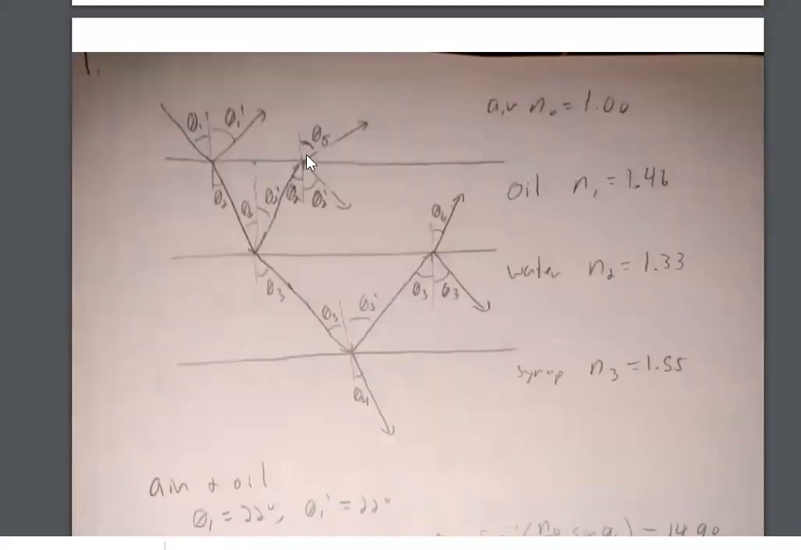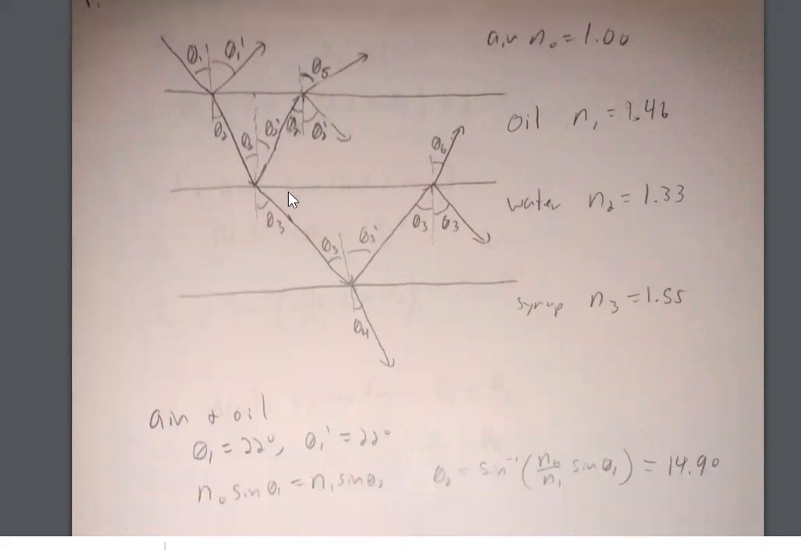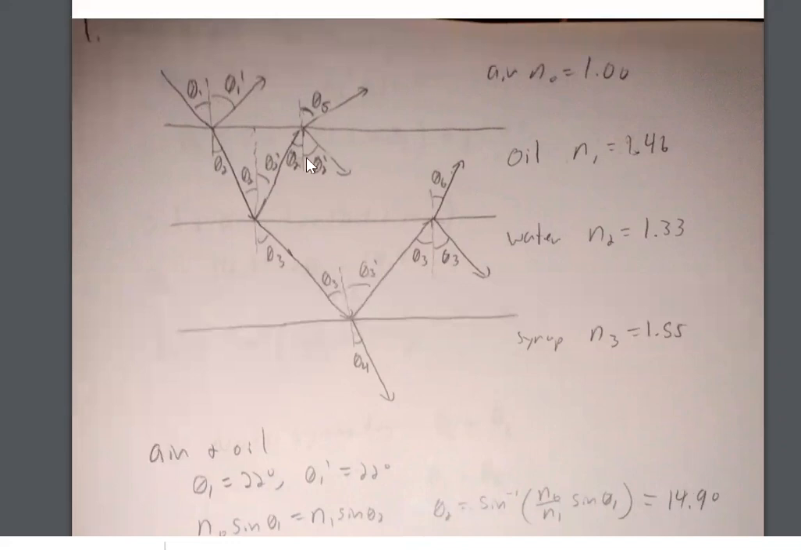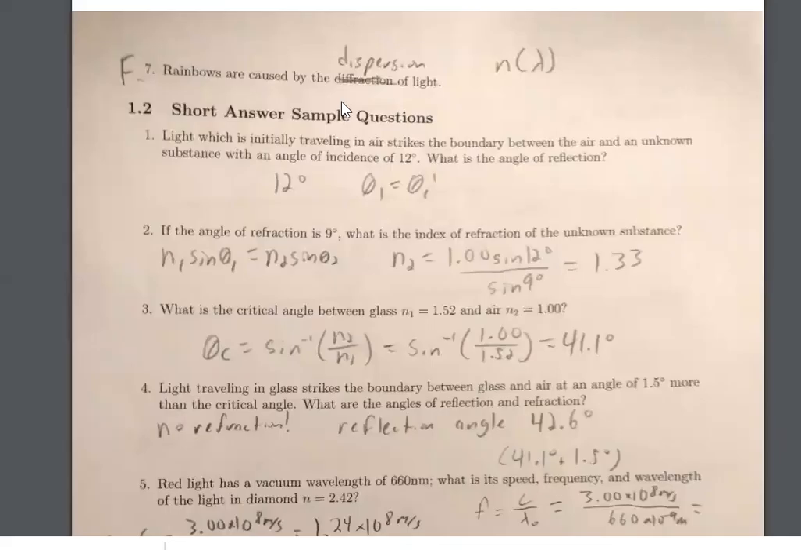But now we can look at the oil and the air. So that's this ray here, traveling from the oil into the air. So once again, similar triangles. This is also theta 2, the same theta 2 that we calculated here to be 14.9 degrees. So that means it also gets reflected at 14.9 degrees. And we can calculate this theta 5 with Snell's law. I've done that here, and we get 22 degrees.